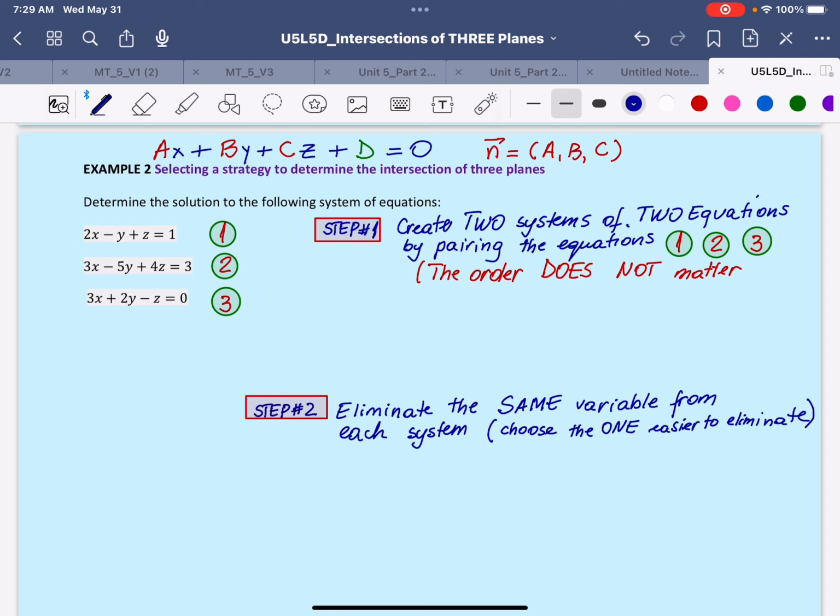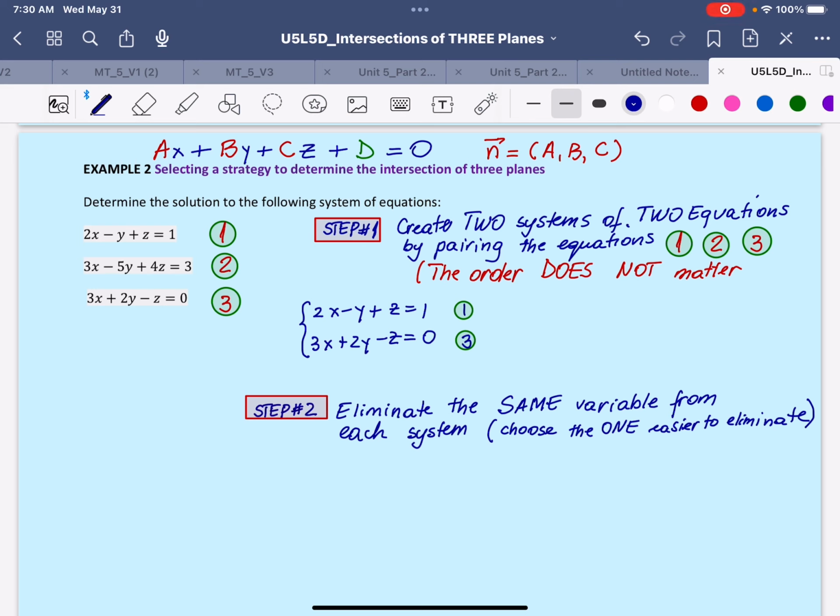So I'm going to start off by creating the first system of equations. I decide to pair up equations 1 and 3. So 2x minus y plus z equals 1. And equation 3 is 3x plus 2y minus z equals 0. You can tell that I chose equations 1 and 3 to sit together because I see that the z coordinate is easier to eliminate here because they have opposite coefficients. So here goes 1 and 3.